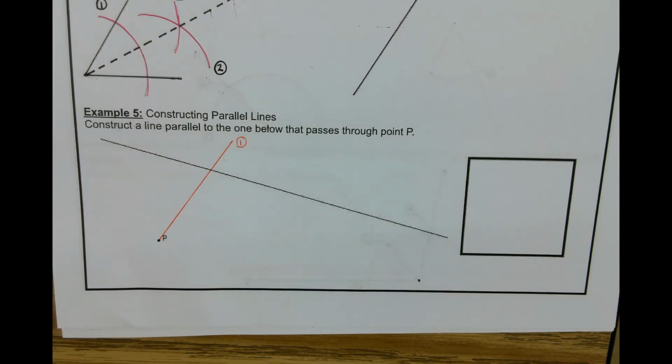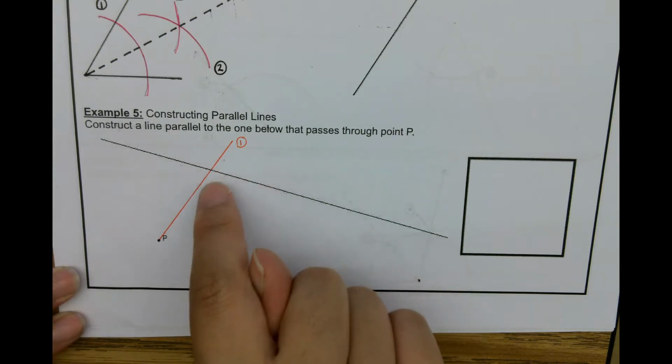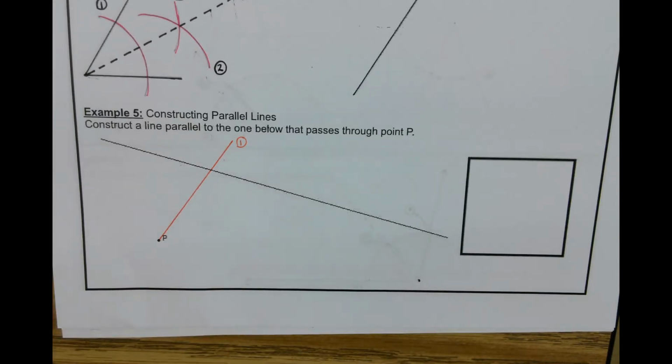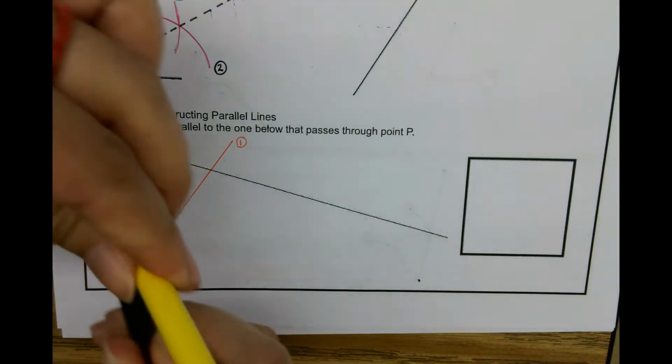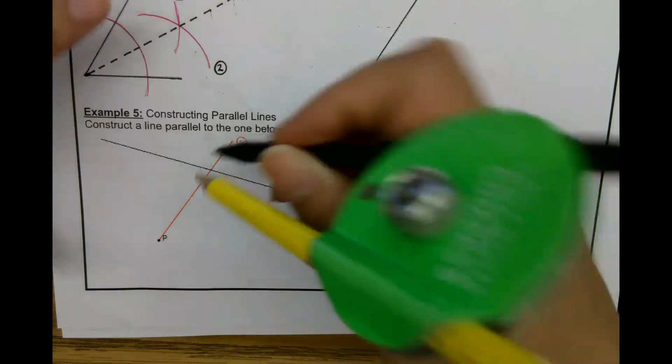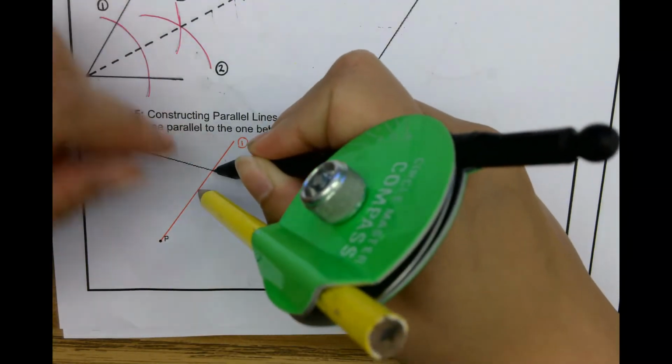Then, essentially, what we're going to do is copy this angle. You can choose whether you want to copy this angle, this angle, this angle, or this angle. It really doesn't matter. Here I'm going to copy this angle on the bottom just because I don't think I have enough space here for my compass.